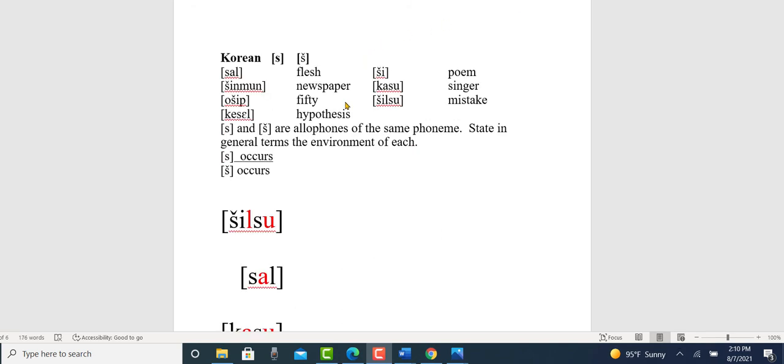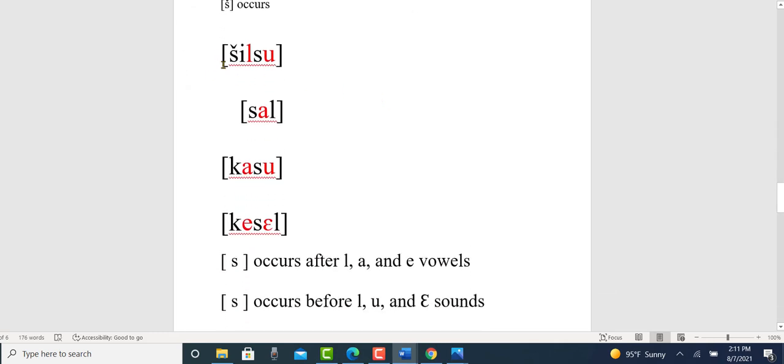To help us isolate the environments here, let's do what we did before. So let's take a look at all the words that have the S in them. You see the words sal, sinmun, queso, kasu. So we're going to put these all right here and see what we can see. We're highlighting in red what occurs before and after the sound in question.